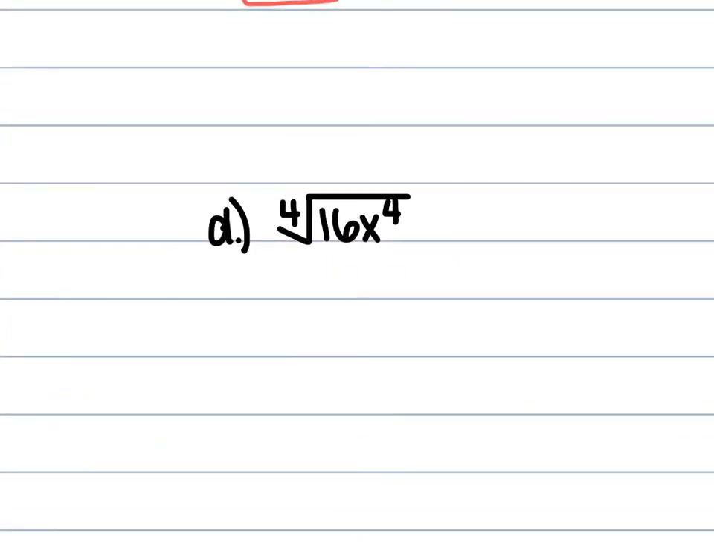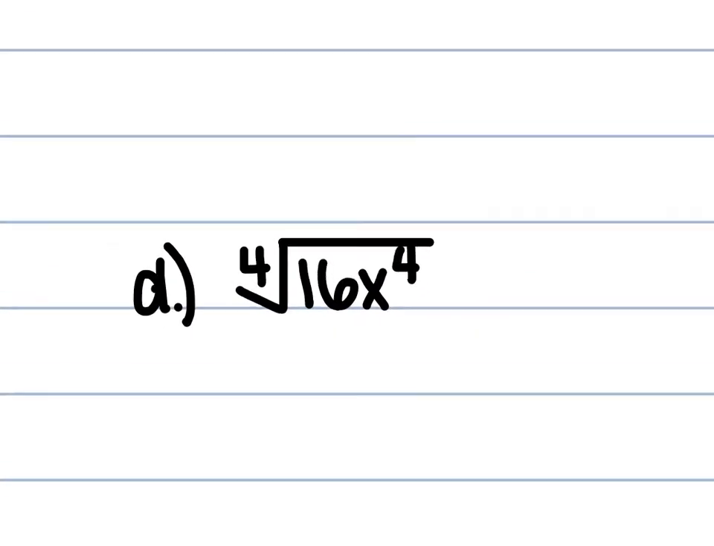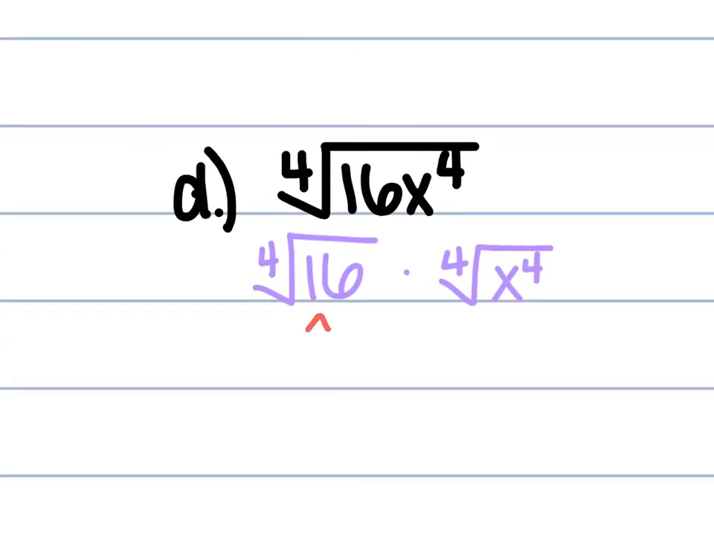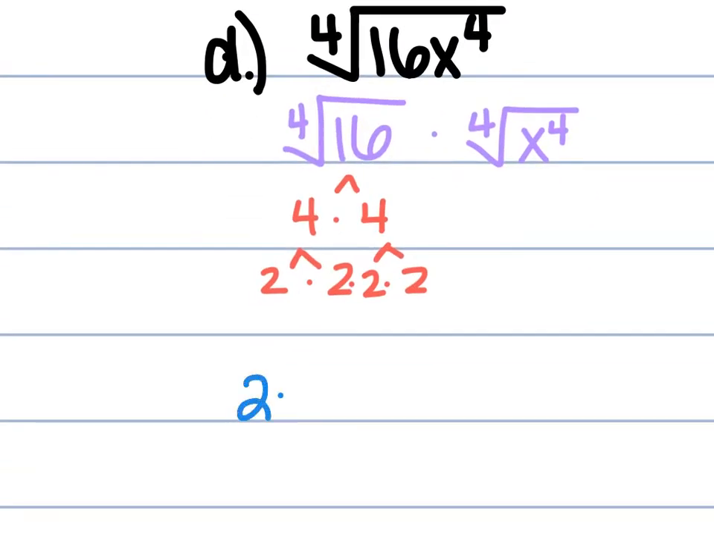For D, we have the 4th root of 16x to the 4th. So again, we can also separate these and do the 4th root of 16 times the 4th root of x to the 4th. Totally up to you. When we do this, prime factorization of the 16 is 4 times 4. 4 is 2 and 2. So this can be rewritten as 2 times 2 times 2 times 2.